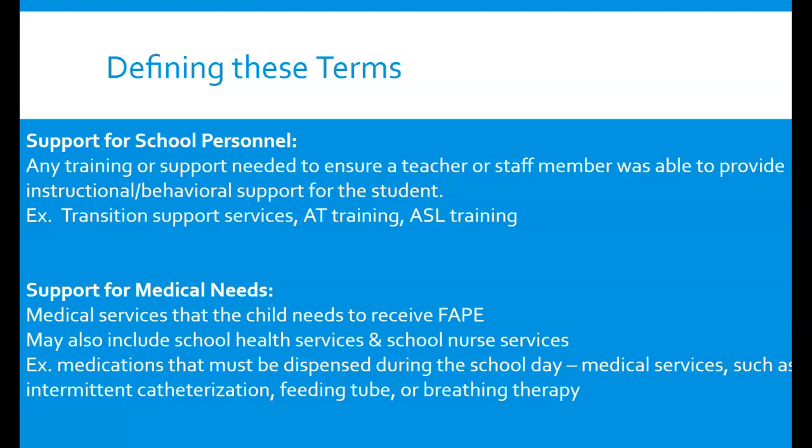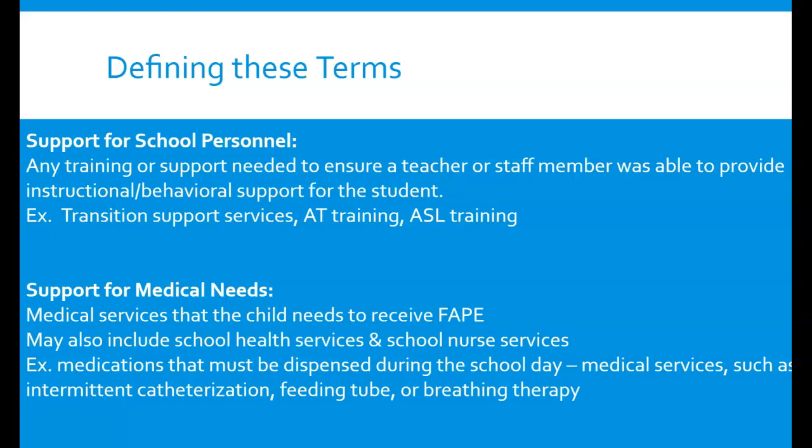Perhaps we have students with significant behavioral needs, and they need to learn how to provide CPI, which is a form of sort of restraint for those students that can keep other students safe. There might be that type of training written in there. So there's lots of different things where we might need to provide specific training for school personnel.